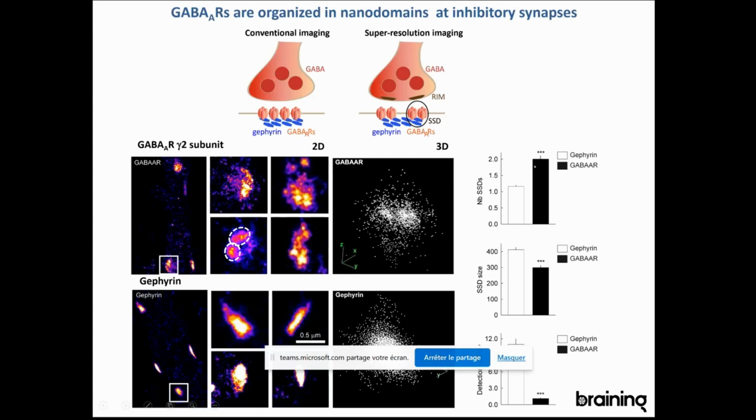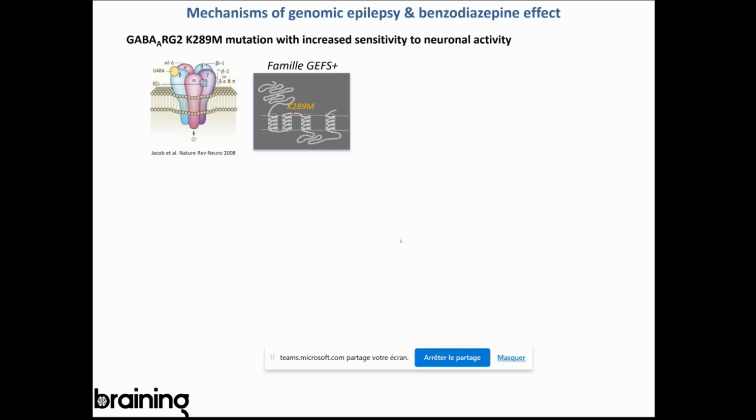So as I said, you have 2 domains for the receptor in the synapse, while you have only 1 for the gephyrin scaffold, as well as you can characterize their size, and of course the density of molecules you can find within the synapse, which gives you an idea of the number of molecules within the synapse.